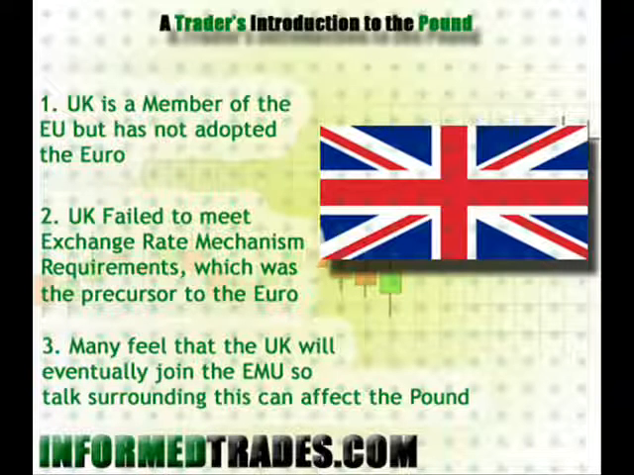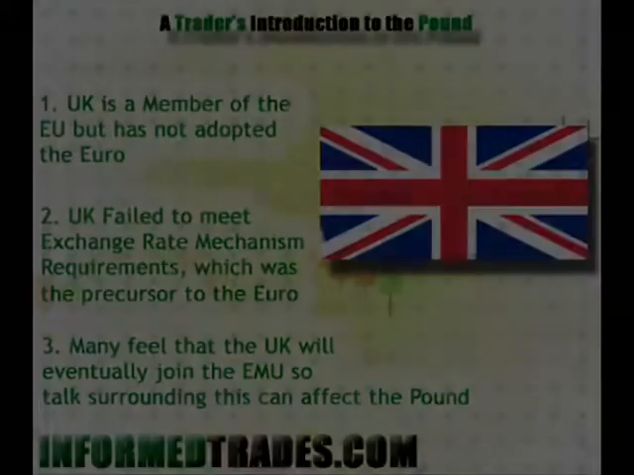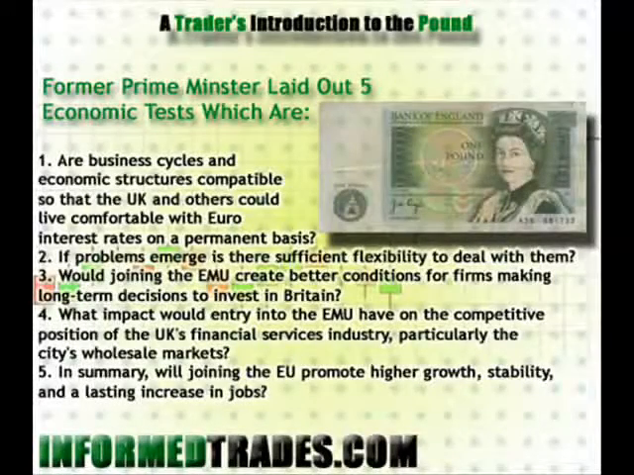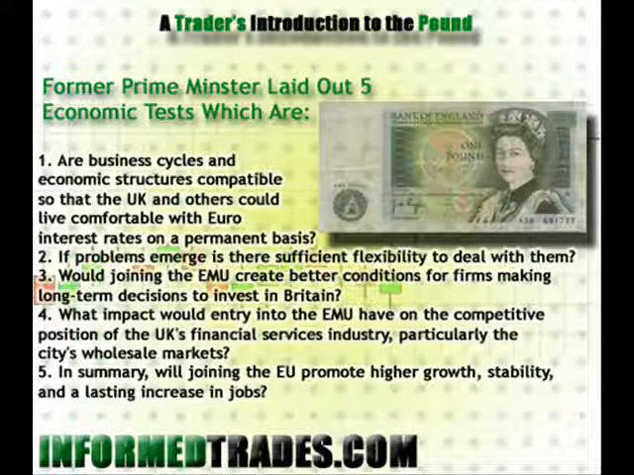Although the Prime Minister, as of this lesson, Gordon Brown, has ruled out joining the European Monetary Union for the foreseeable future, many feel that the UK will eventually adopt the euro, and therefore any such talk can have an effect on the pound. The former Prime Minister of the United Kingdom laid out 5 broad economic tests that must be passed before the UK would consider adopting the euro. These would of course be in addition to the requirements set forth in the Maastricht Treaty, which we learned about in our lesson on the euro.